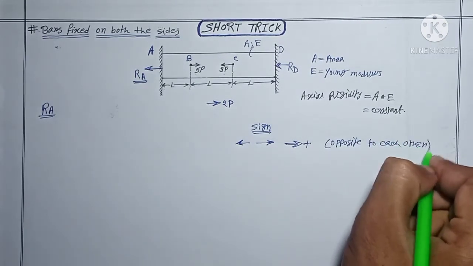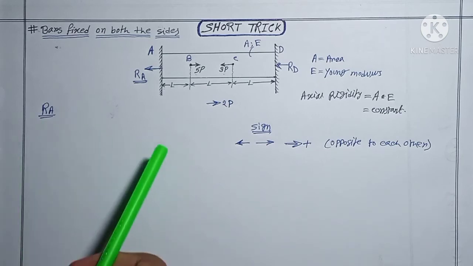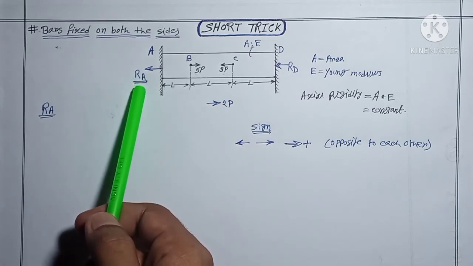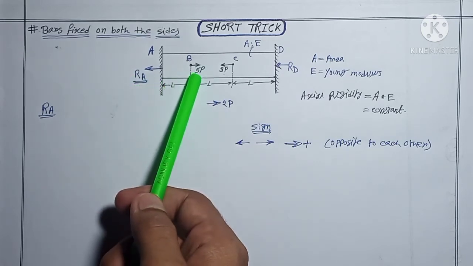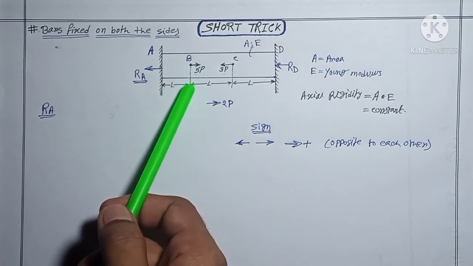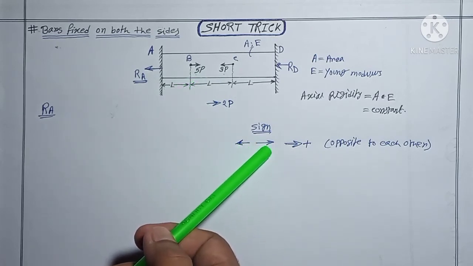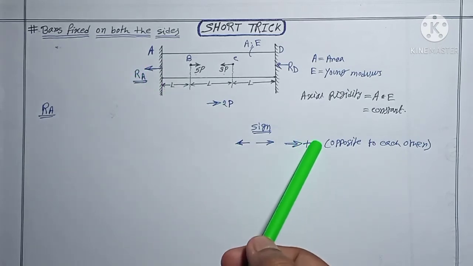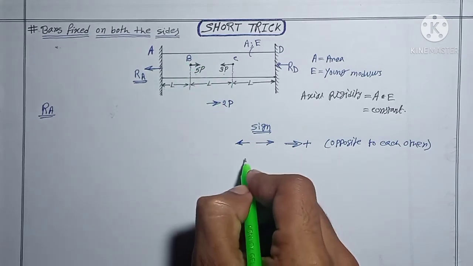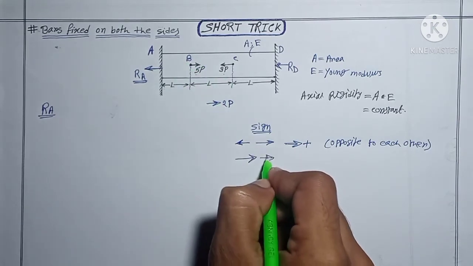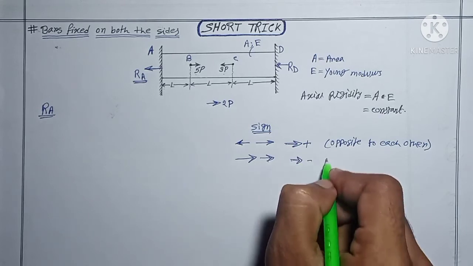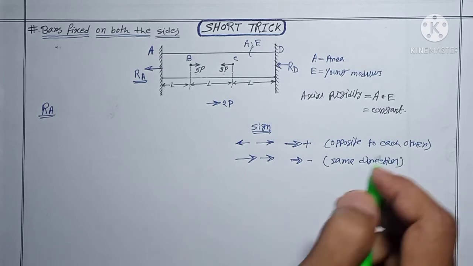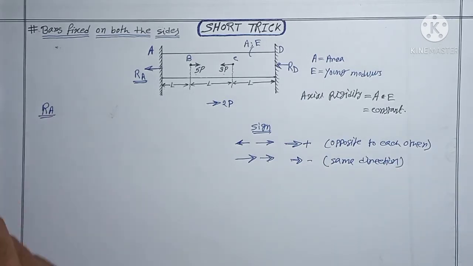It is clear. Once again, listen: with respect to the force we have to find out, we observe the direction of the other force. If the force is opposite in direction with respect to the force we have to find, then we take the positive sign for it. And if the force is in the same direction, then we take it as negative. So if it is clear, let's go to this point, RA.